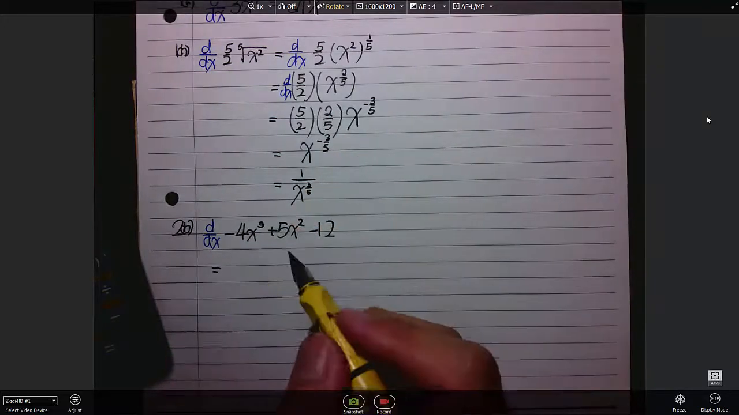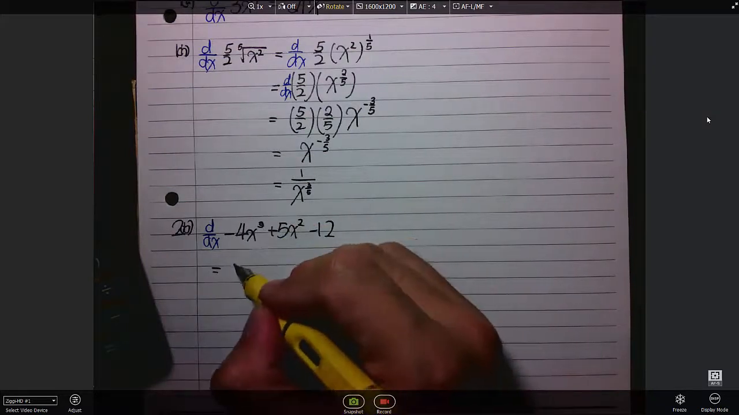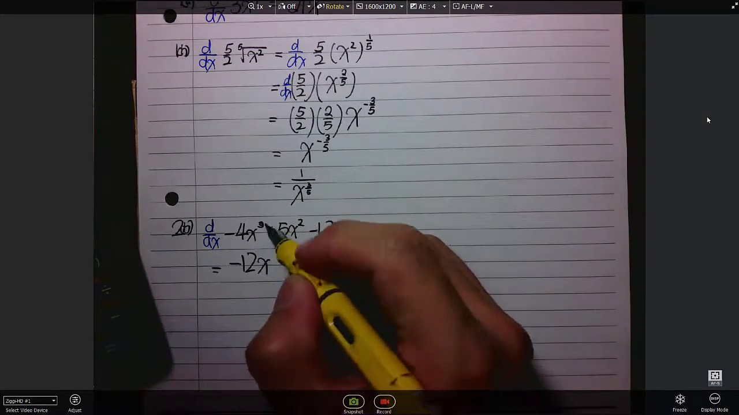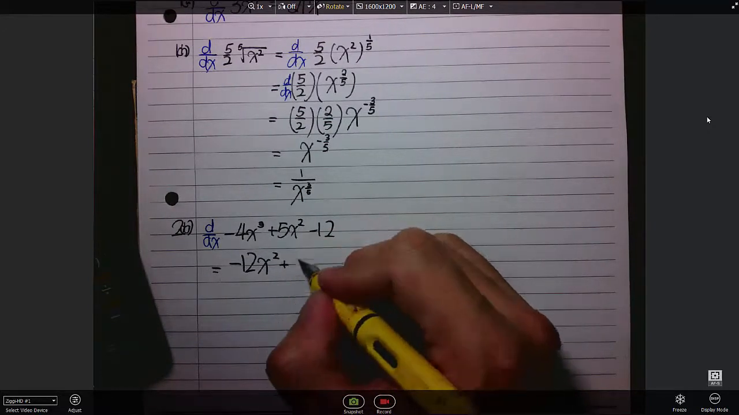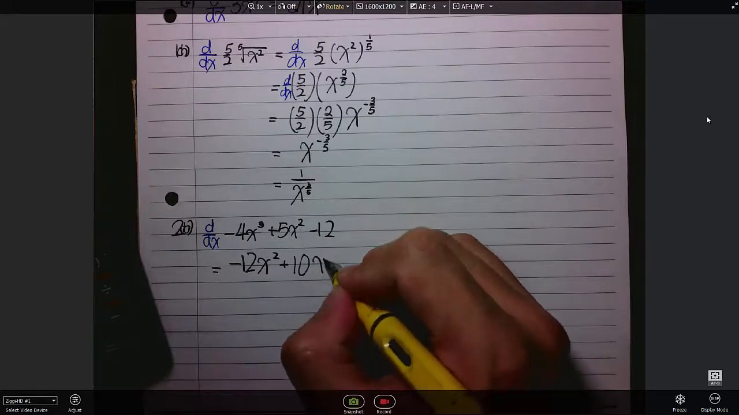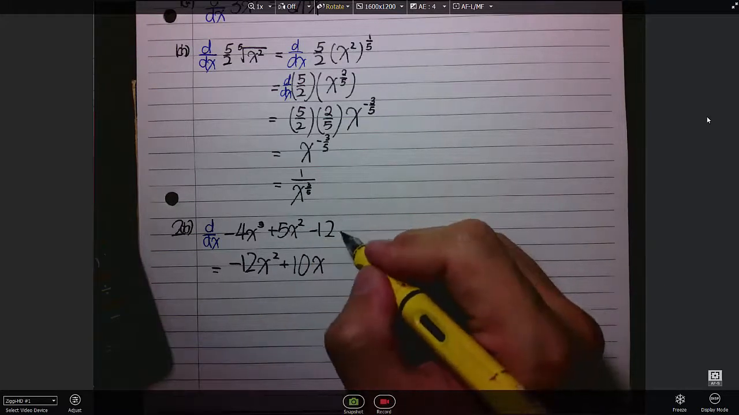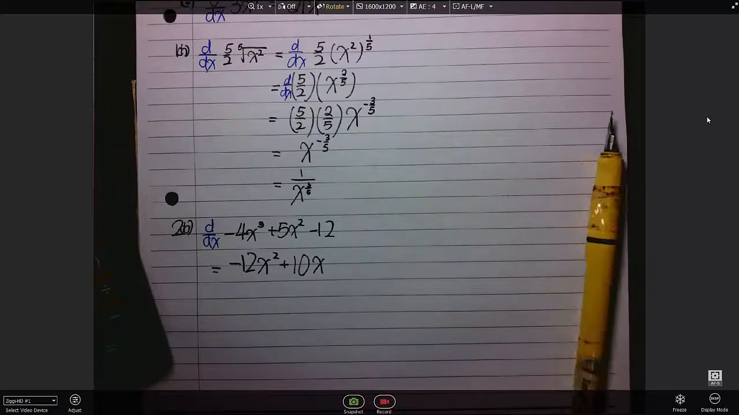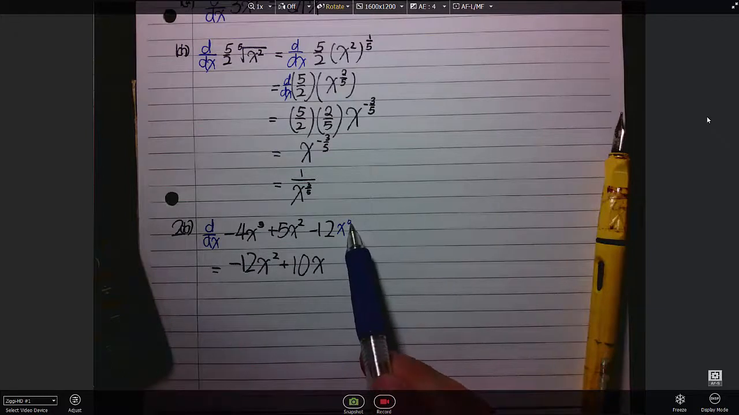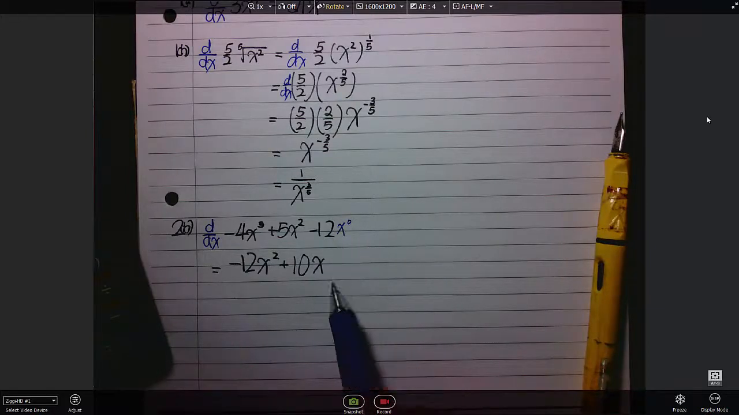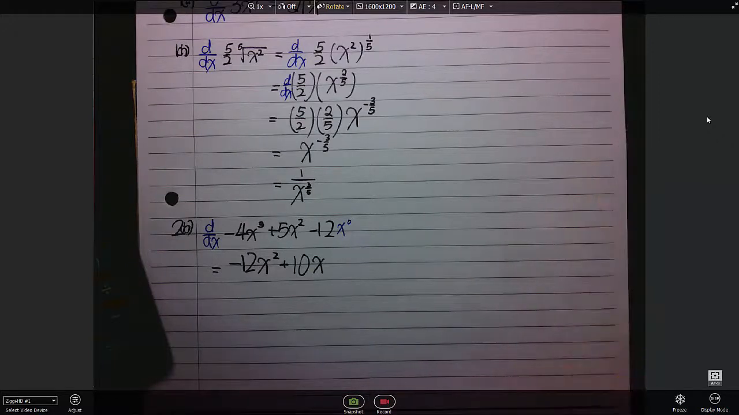In this case, I just differentiate each one of them. 3 times negative 4, negative 12. 3, I reduce the power by 1, becomes x squared. This one, 5 times 2 gives me 10. 2 minus 1, the power gives me x to the power 1. And 12, actually, if you look at it, it's x to the power of 0. So when I take down 0 times negative 12 it becomes 0. The whole term will just disappear. So I will get negative 12x squared plus 10x for 2b.